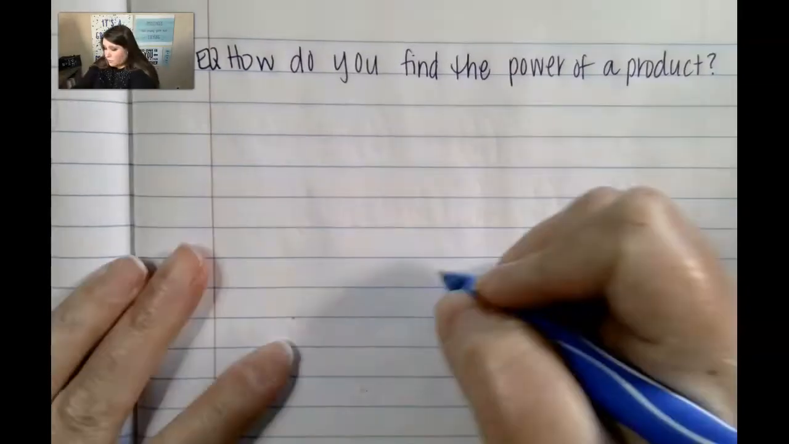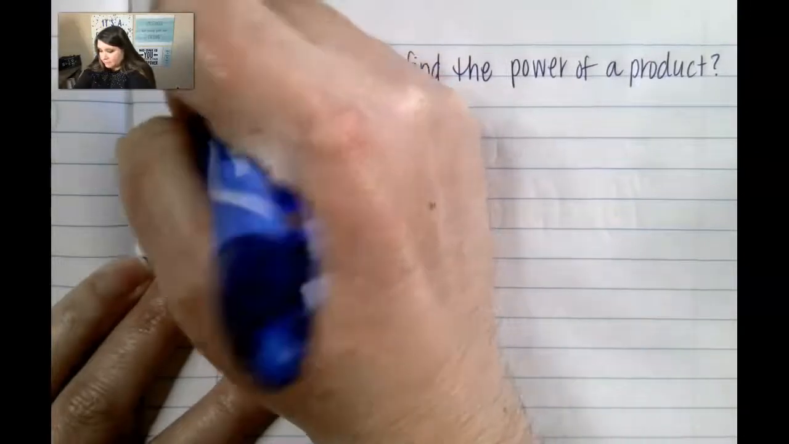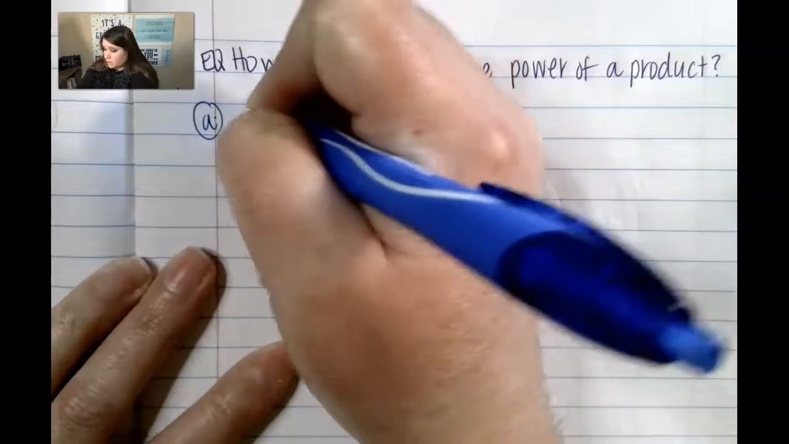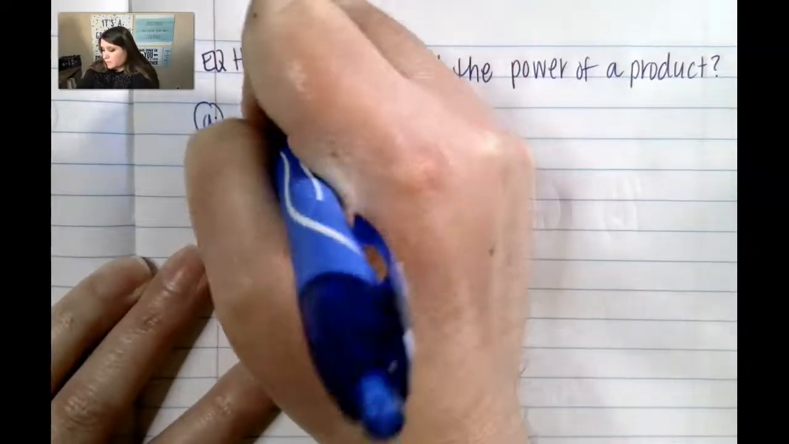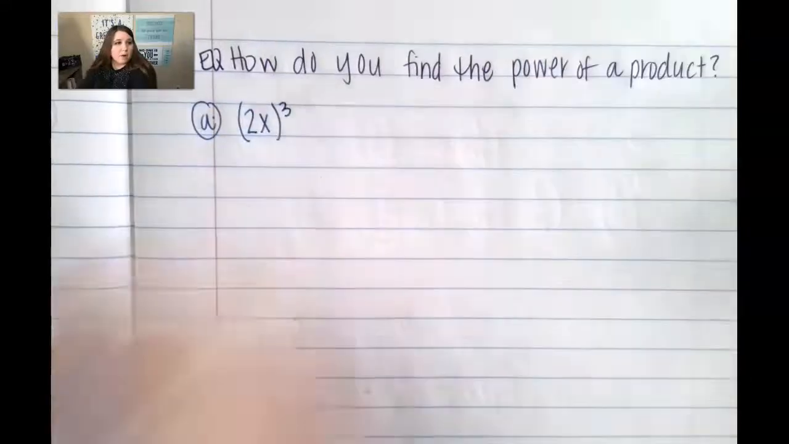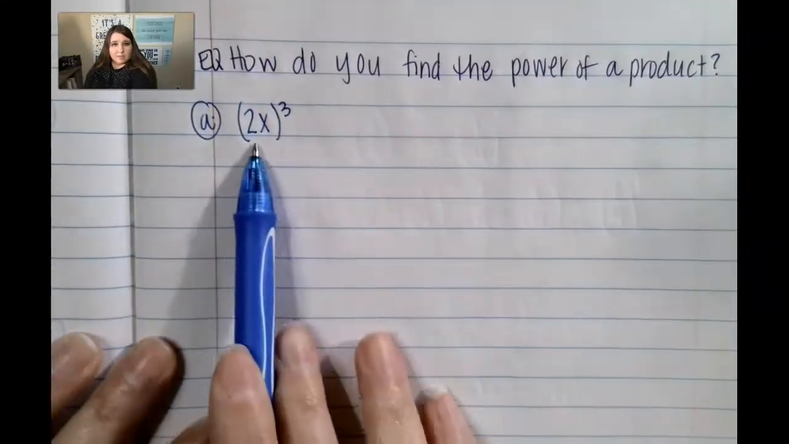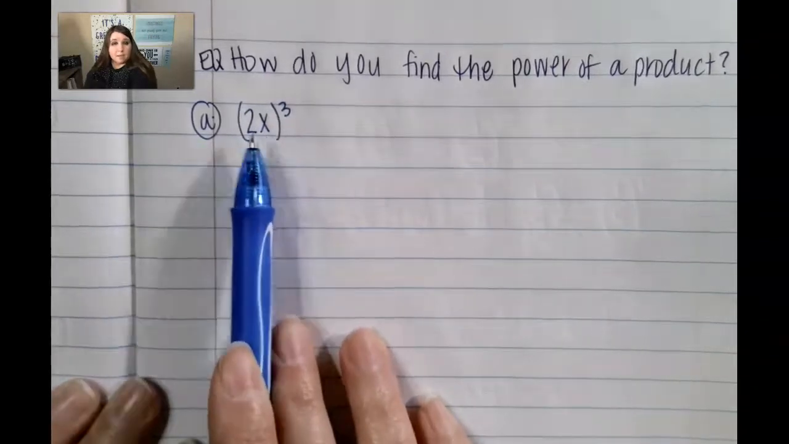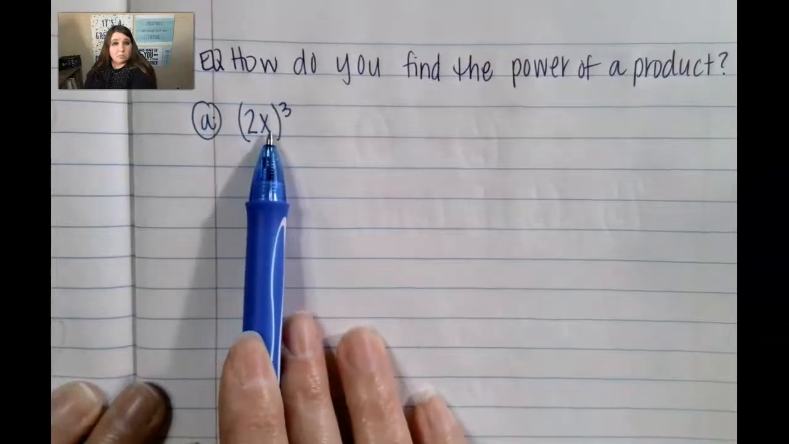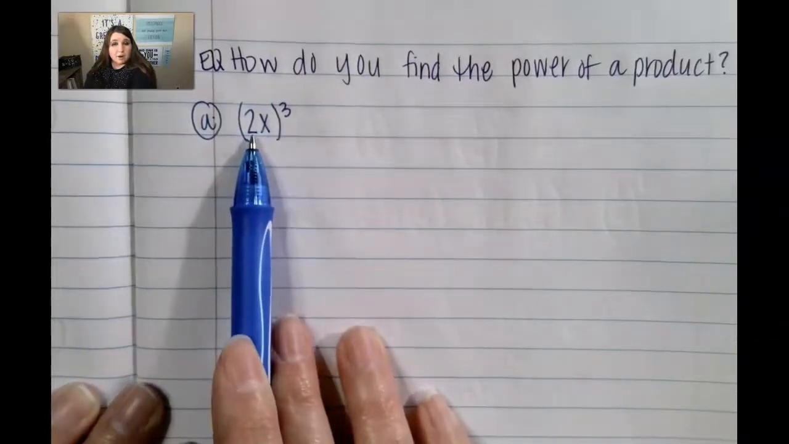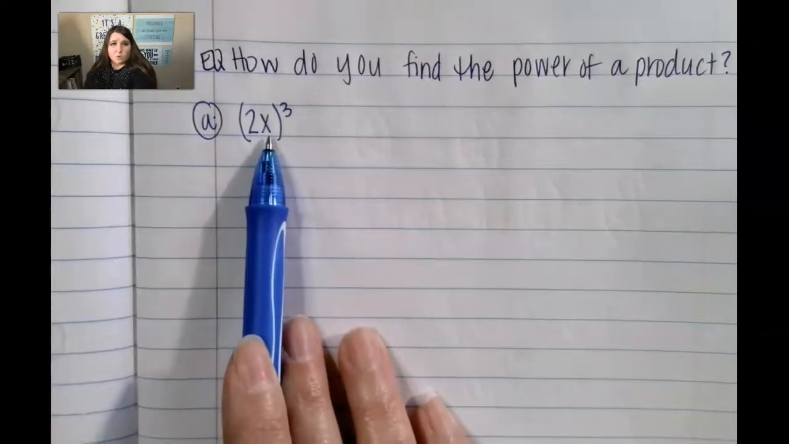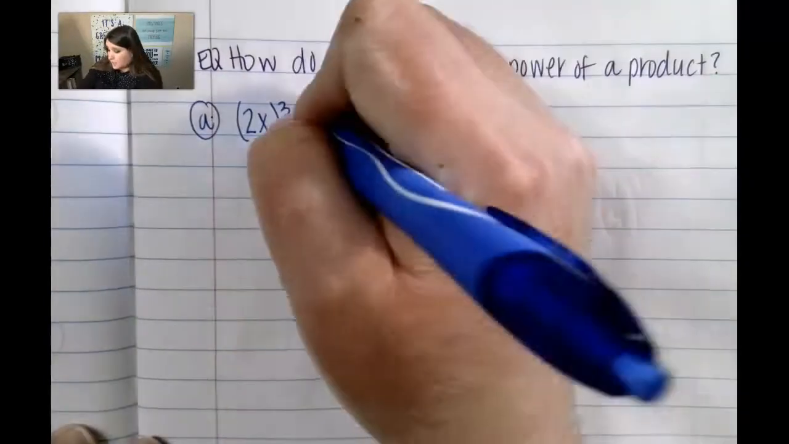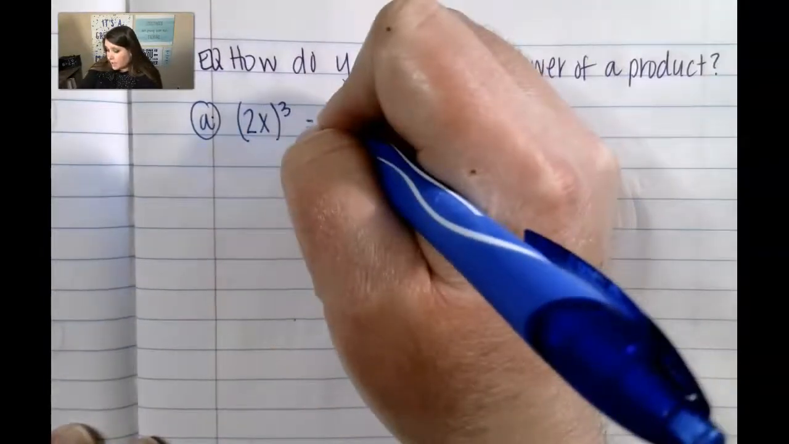So the first example we have is 2 times x to the third power. When we look at this, we know that 2 times x we cannot simplify because x is a variable and 2 is a constant. So we cannot combine those. We don't know what x is. So what we're going to do is work on this problem to look like this.